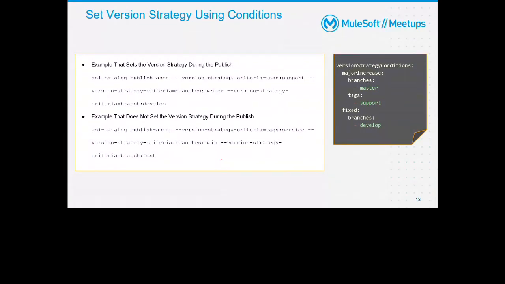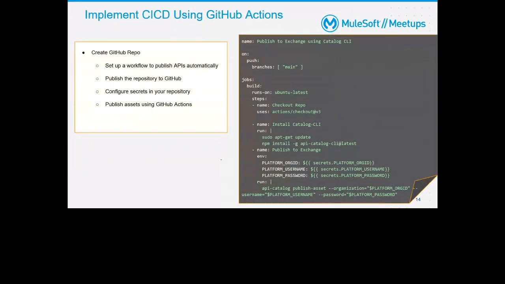Any questions over here? So this trigger conditions, this version strategy, we can add in our catalog.yaml file. Now finally, instead of running those commands manually, we can do the automation by using GitHub Actions.